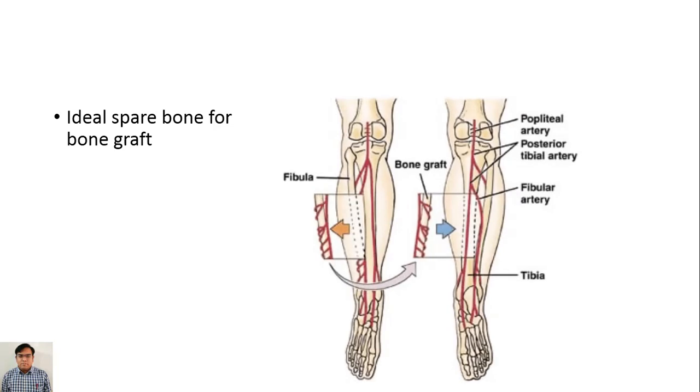The fibula is an ideal spare bone for bone graft because it does not take part in transmission of weight. So in this photograph, a part of the shaft of fibula is taken and placed on the area of the tibia.